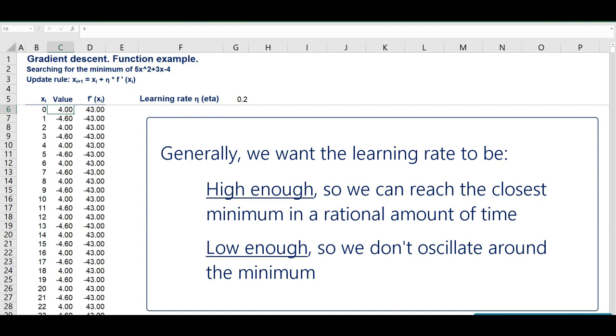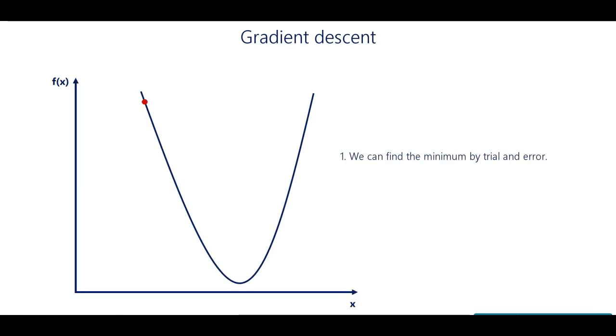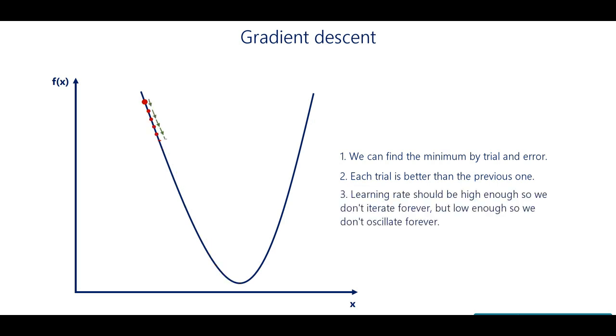Alright, there are several key takeaways from this lesson. First, using gradient descent, we can find the minimum value of a function through a trial and error method. That's just how computers think. Second, there is an update rule that allows us to cherry pick the trials so we can reach the minimum faster. Each consequent trial is better than the previous one with a nice update rule. Third, we must think about the learning rate, which has to be high enough so we don't iterate forever and low enough so we don't oscillate forever.